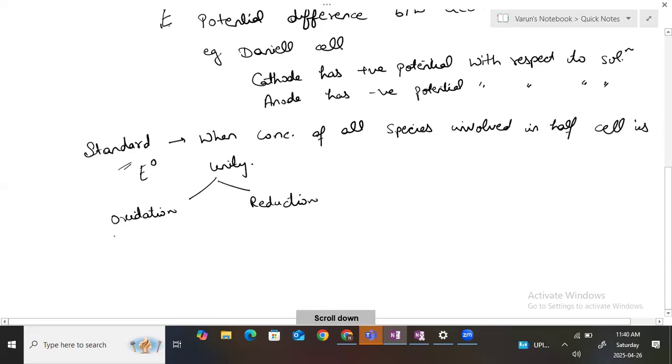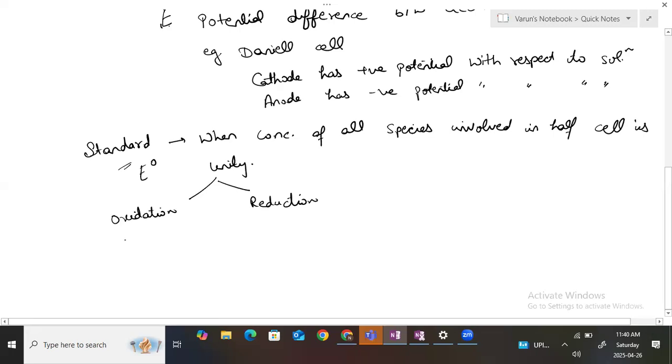Standard electrode potential is of two types, E naught. So how can we detect, if we are given the potential, which one is the standard electrode potential for oxidation and which one is for reduction? Any idea?